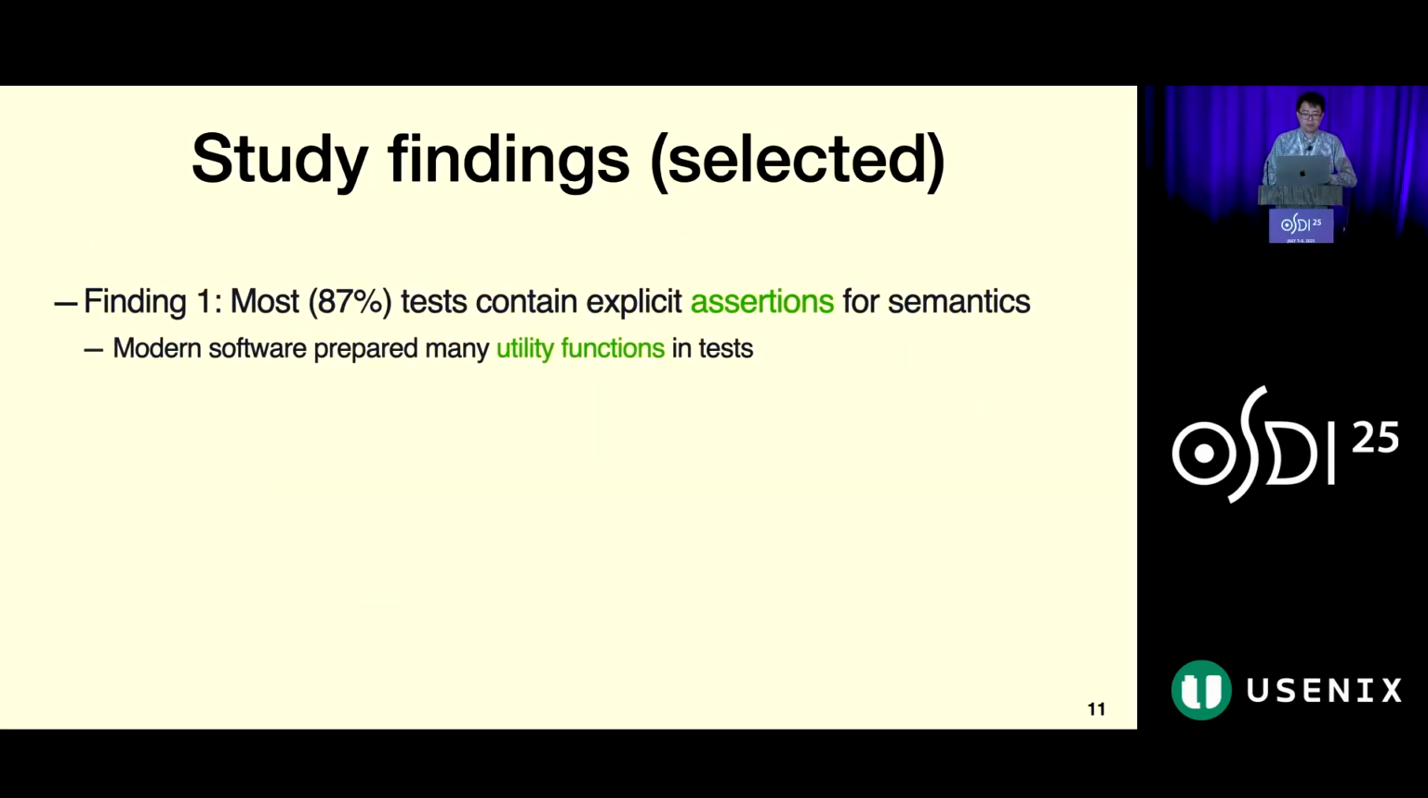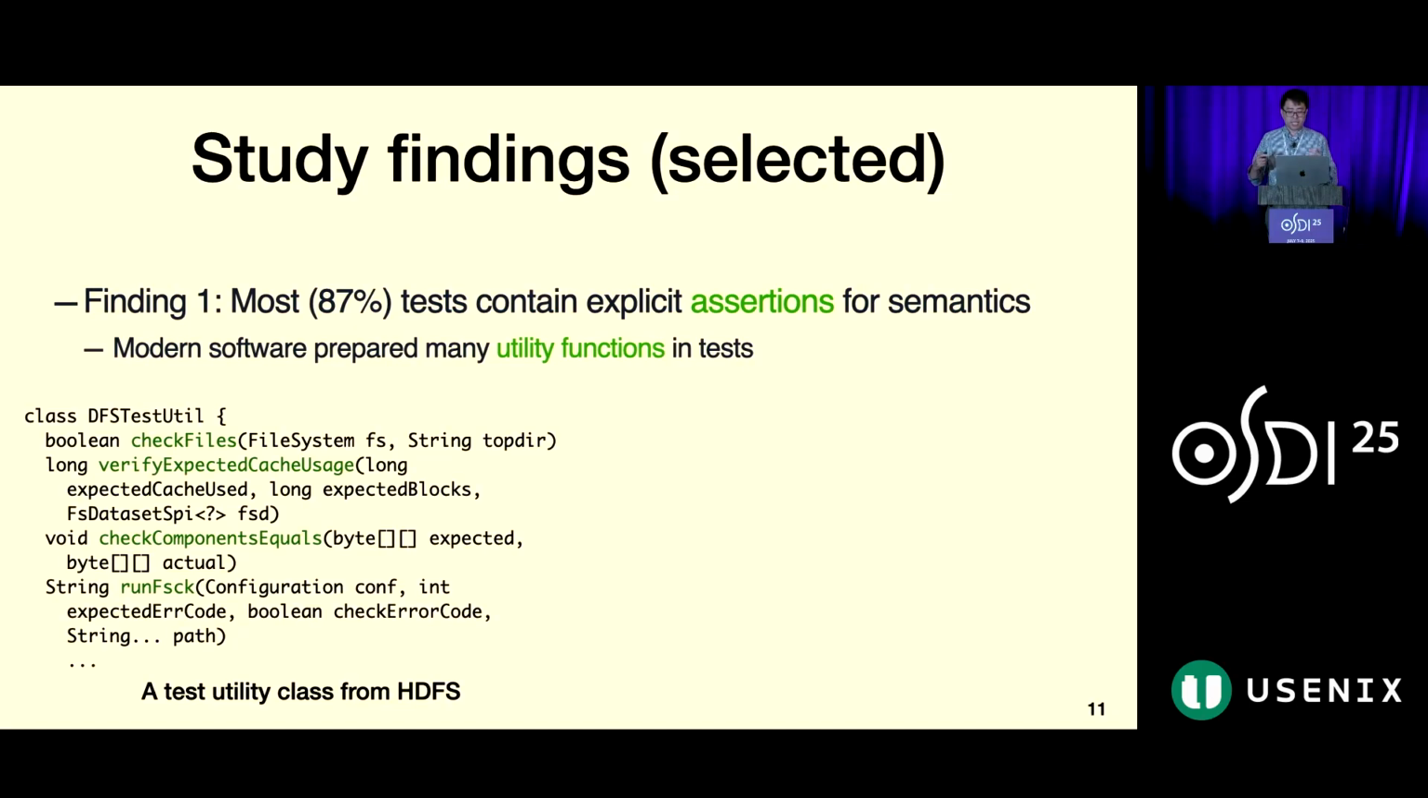Interestingly, we found that many test codes in practice have a clear pattern for transformation and generalization. First, most of the tests use standard assertions such as assert true and assert equals. The remaining tests without assertions are usually performance benchmarks. And these tests have many useful utility functions.